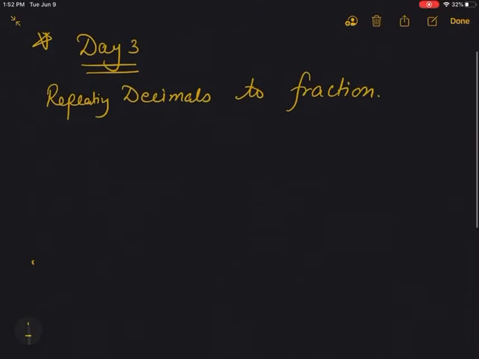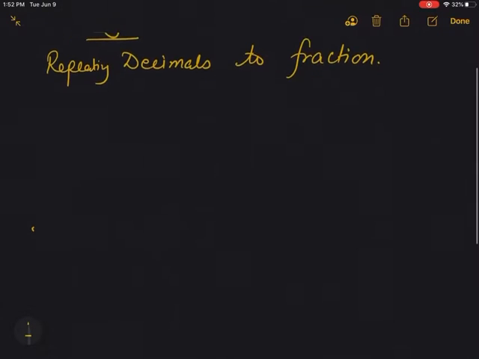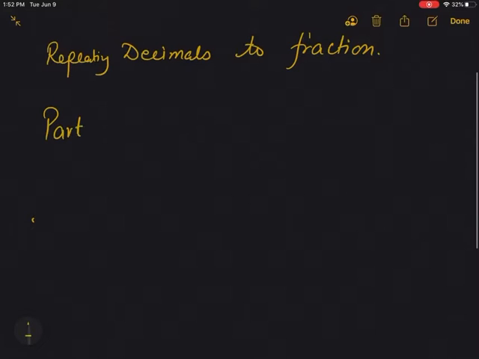Okay, so basically the way it's set up in your packet, you have two different assignments, assignment A and assignment B. So I'm just going to split up my lesson like that. I'm going to show you how to do part A first, and then we'll move on to part B. So let's talk about part A in your packet. How do we do that?